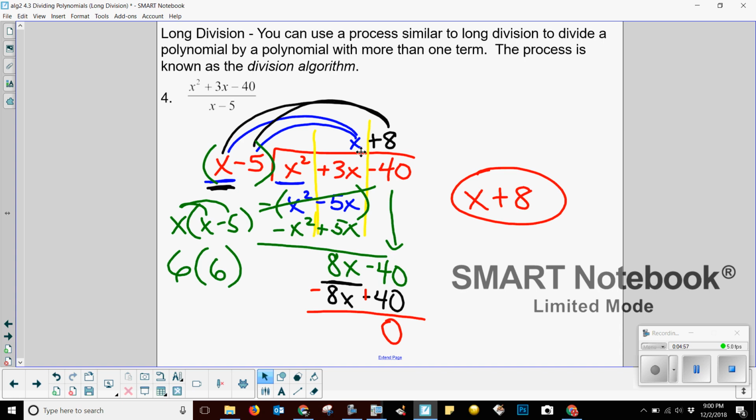Now we just have to match x to 8x. So x times 8 gets us 8x, right? 8 times x is 8x, and 8 times -5 is -40. Again, we have to subtract, so we change the signs and combine like terms. We have no remainder, and this guy right here is my answer. Now, I am not totally sure.